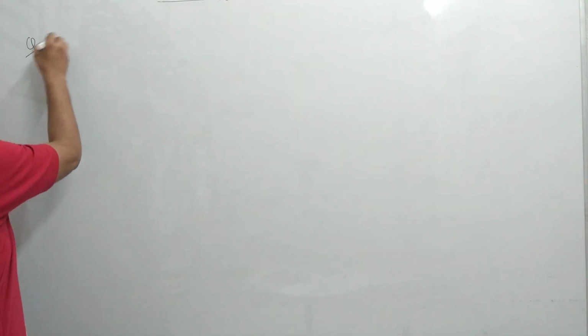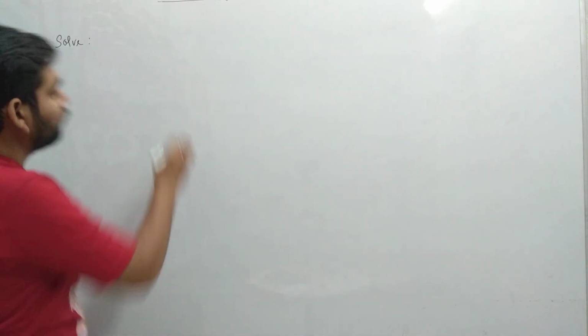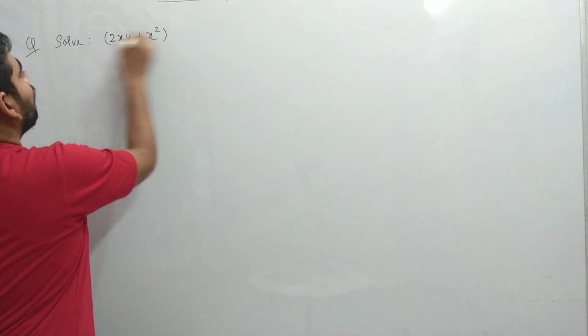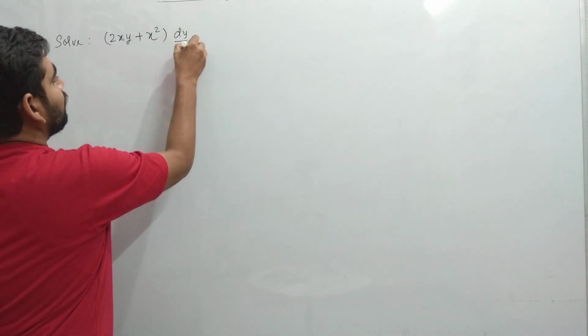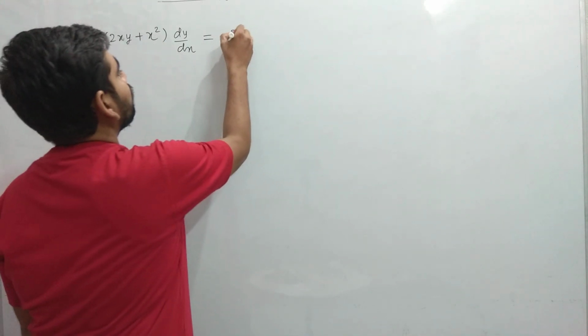So our first question on homogeneous differential equation is: solve (2xy + x²) dy/dx = 3y² + 2xy.